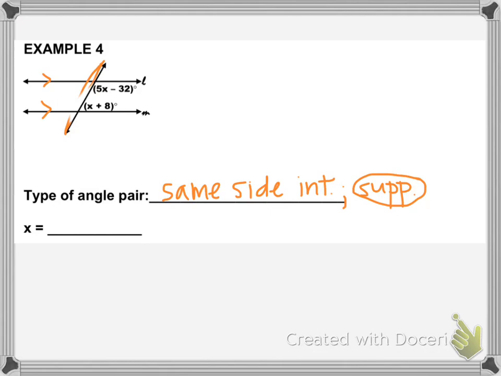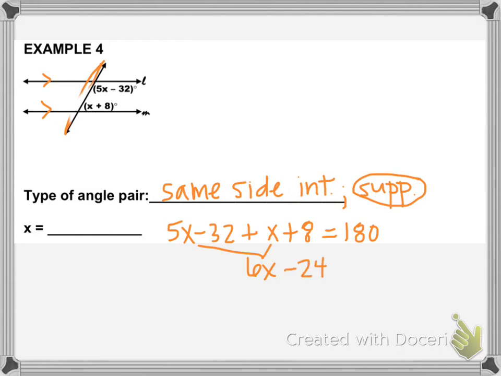So I'll do it down at the bottom again. So 5x minus 32 plus x plus 8 equals 180. And if you want to practice solving these equations, you can pause it and solve them yourself and then press play and see how you did. Let's combine 5x and 1x to make 6x. And then negative 32 plus 8 is negative 24, I believe, yeah, equals 180.